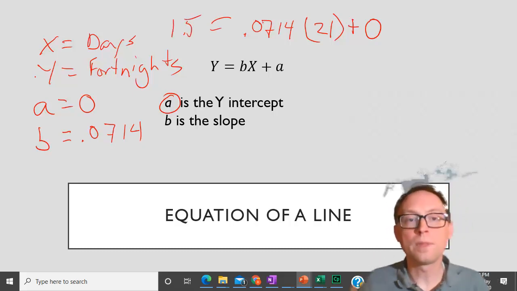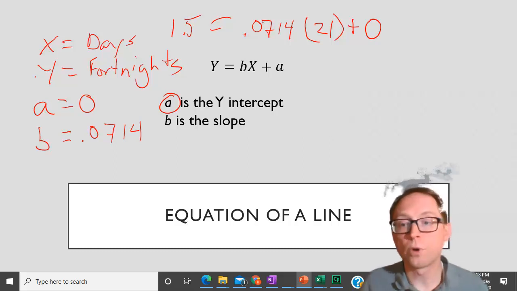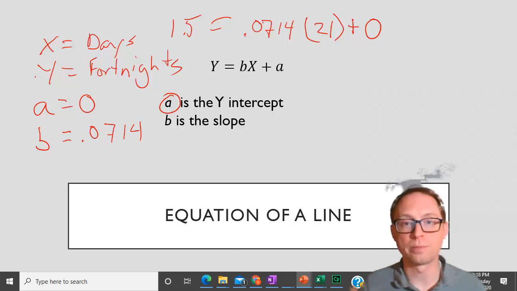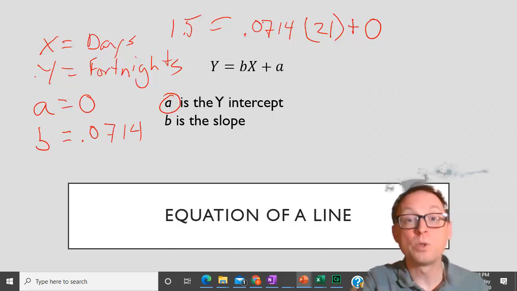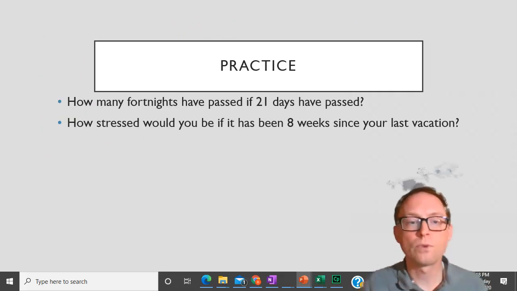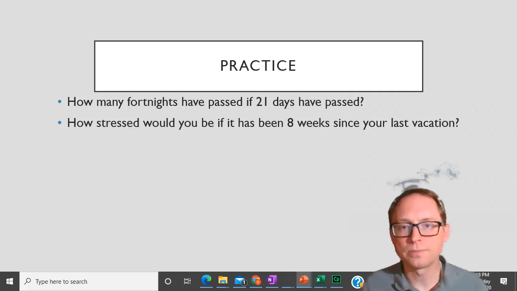All right, now that's an exact number because the relationship between days and fortnights is perfect, right? It is exactly 14 days pass, 1 fortnight passes, right? It's got a perfectly linear relationship. It's great. All right. However, sometimes we don't have that kind of a relationship. For example, how stressed would you be if it had been 8 weeks since your last vacation?